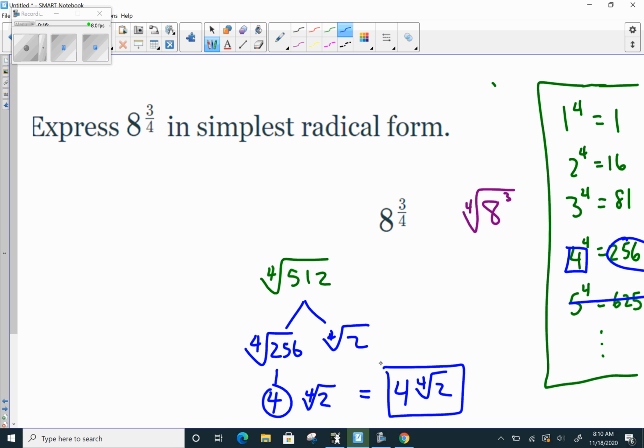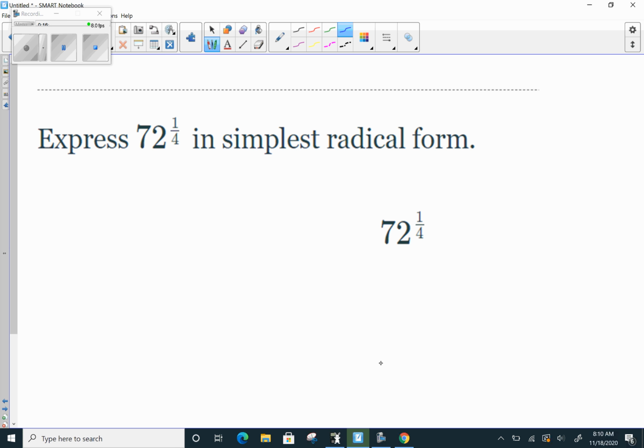Make sure that you're good with that. I'm going to go through a couple more. So this one right here, we have 72 to the 1/4 power. So we're going to write 72. The 1 is our exponent. The 4 is our root. So you write it like that. Any number to the first power is just itself. So you write 72, and then we're looking for the 4th root of that.